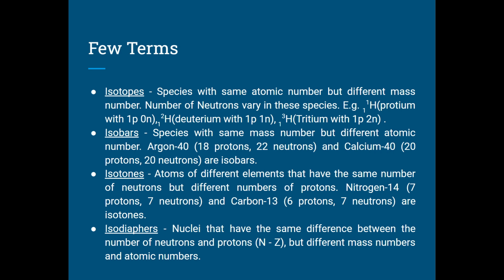Okay. Now isotones. Isotones are species with the same number of neutrons. Okay. And examples are in front of you. Nitrogen 14, carbon 13 are isotones. Isodiaphers, where the difference of the number of neutrons and protons should be similar. Okay, you can get questions based on this topic. So learn these statements, and questions will be very easy.